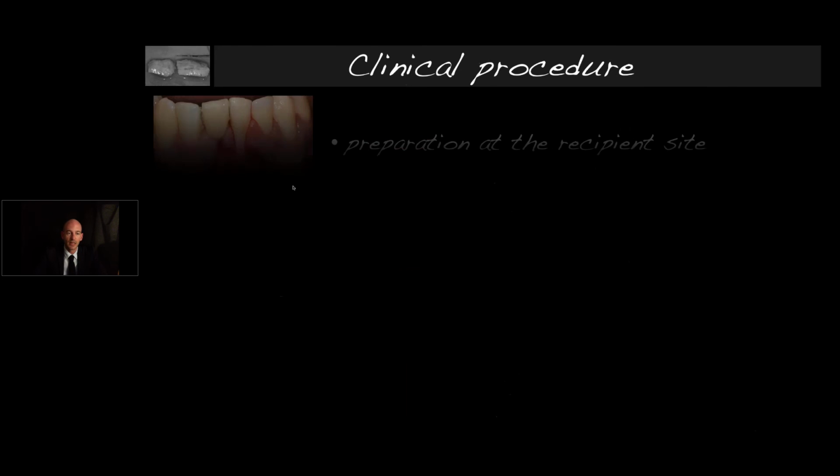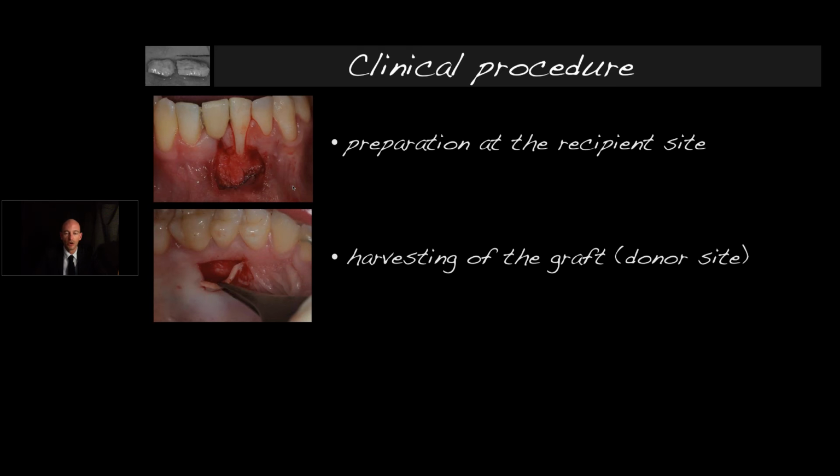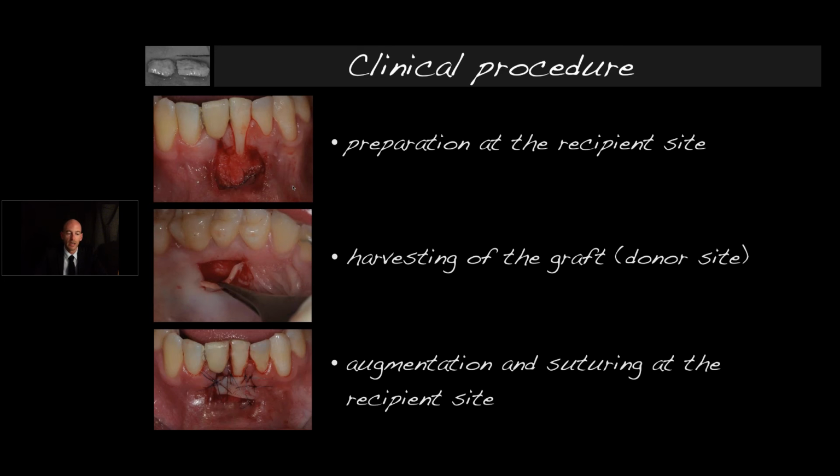So we're looking at the clinical procedure. It always starts with the preparation at the recipient site, so the area where we want to augment the keratinized tissue. We then go and harvest the autogenous graft at the donor site. And finally, we would place the transplant at the recipient site.